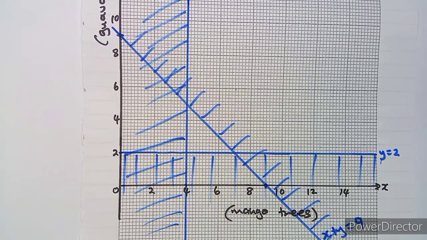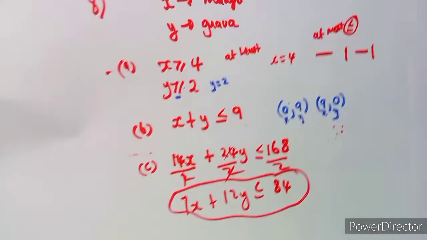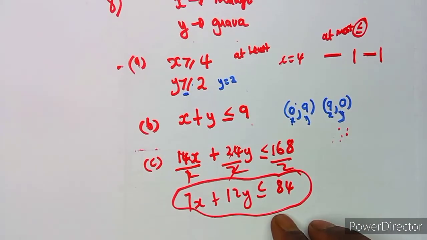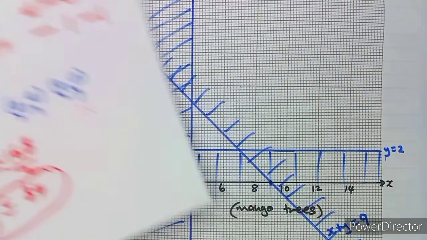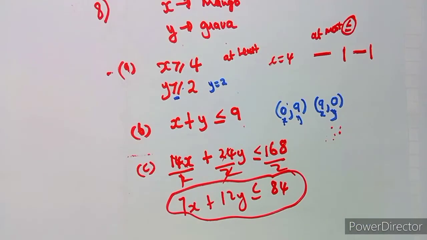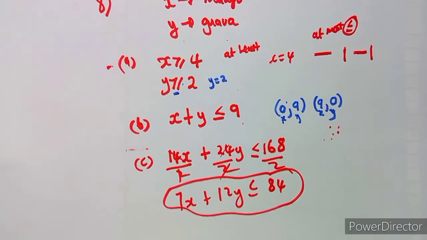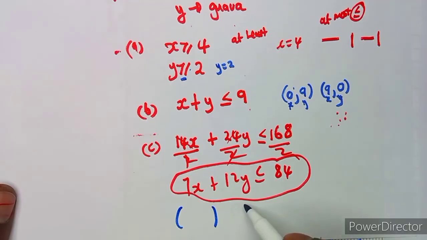Then the other inequality, 7x plus 12y is equal to 84. This one we can also apply our double intercept to. I don't know if it is going to be clear. Yeah, we can actually apply it because x is there. So in this case, using our double intercept, we have to try if it is going to work.